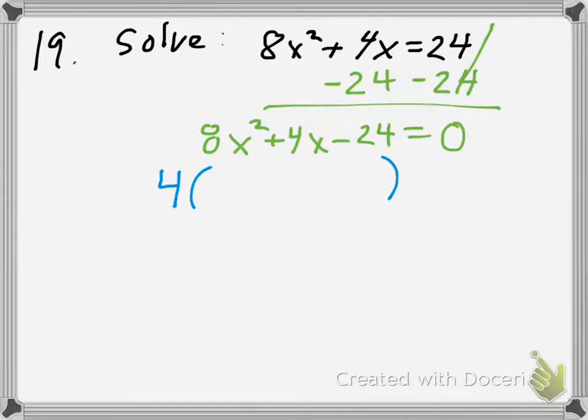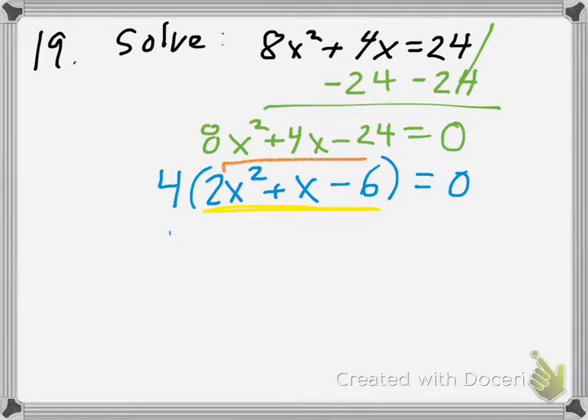So if I factor out a 4, 4 times what would get me back to 8x squared, that first term, 2x squared. Bring down the plus sign, 4 times what would get me back to 4x? x. Bring down the minus sign, and 4 times what gets me back to 24? 6. Now that I factored out the greatest common factor, what's left in the parentheses, if you can still factor this, you have to continue factoring, and in fact you can.